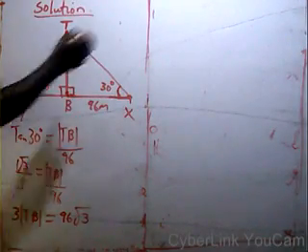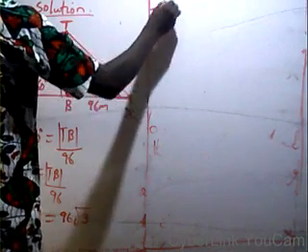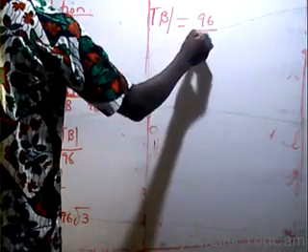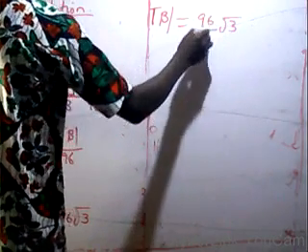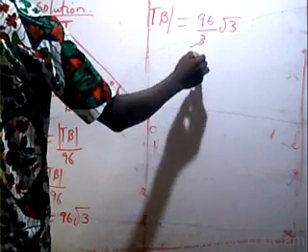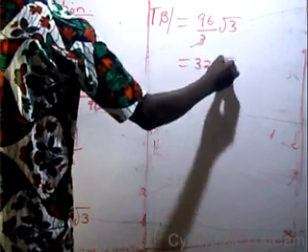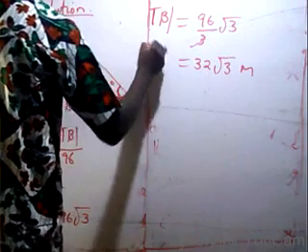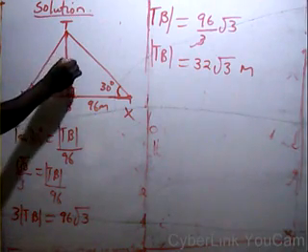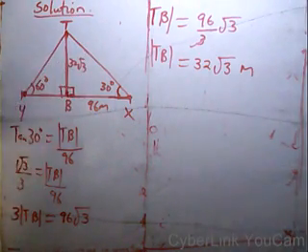If you divide both sides by 3, you are going to have TB equal to 96 root 3 all over 3. The 3 and 96 simplify, 3 into 96 gives 32, so we have 32 root 3 meters. That is TB, that is the height of the building. So that means this place is 32 root 3. So we can now find this.